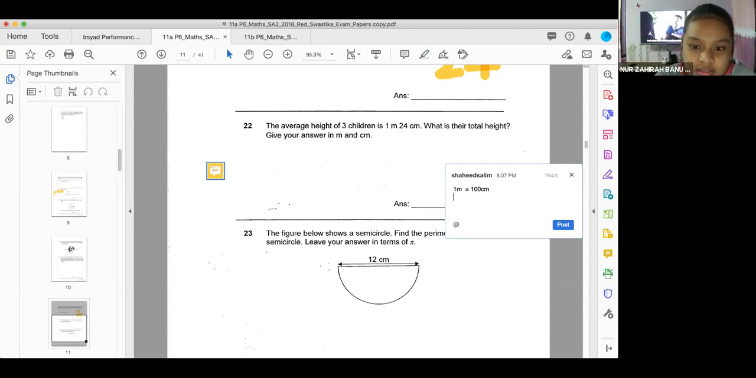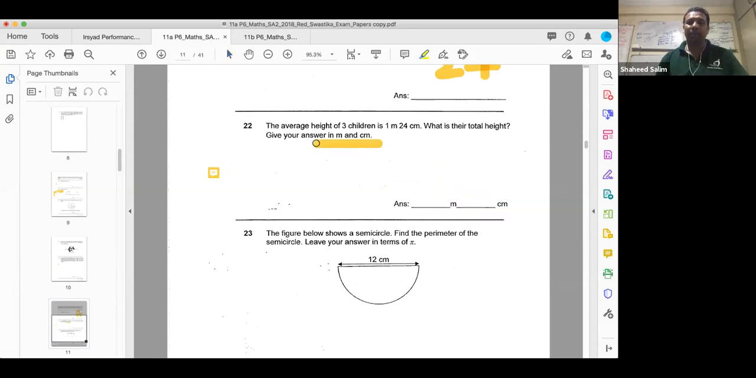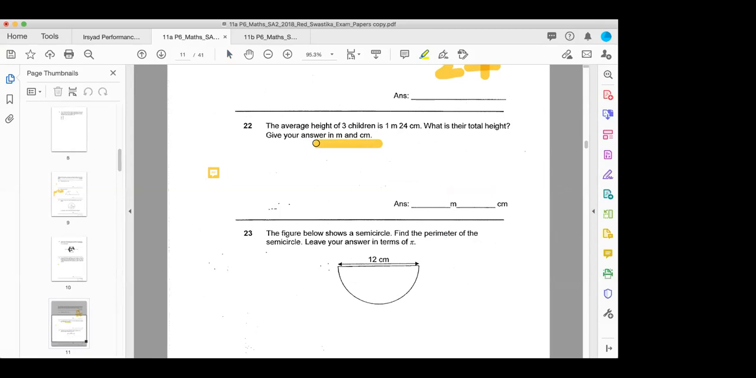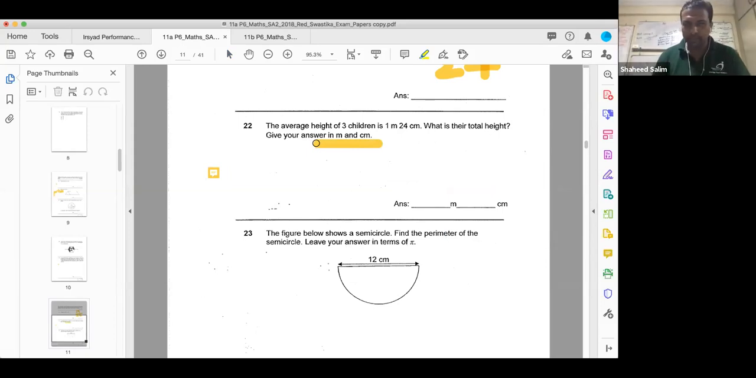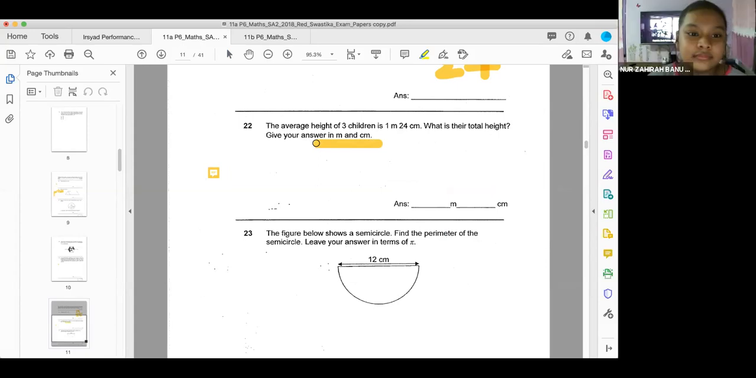My answer is 3.72 cm. But they didn't ask you in meters only. They want meters and cm. So 3 meters, 72 cm. 1 meter 23 cm. Hey, why 1 meter 23 cm? Wait, no. Wait, I got something else. 1 meter 24 cm.